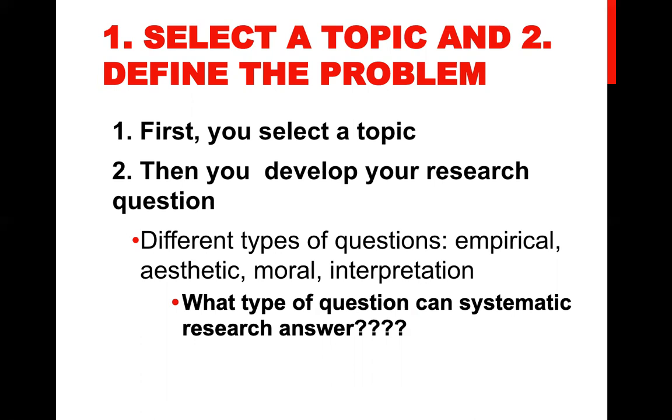Let's talk about what the other three are, which are not good questions for systematic research. Aesthetic. Aesthetic is a matter of taste, and taste is going to vary between people. And there isn't going to be a capital T truth for you to get to. For instance, let's say your topic was exercise.